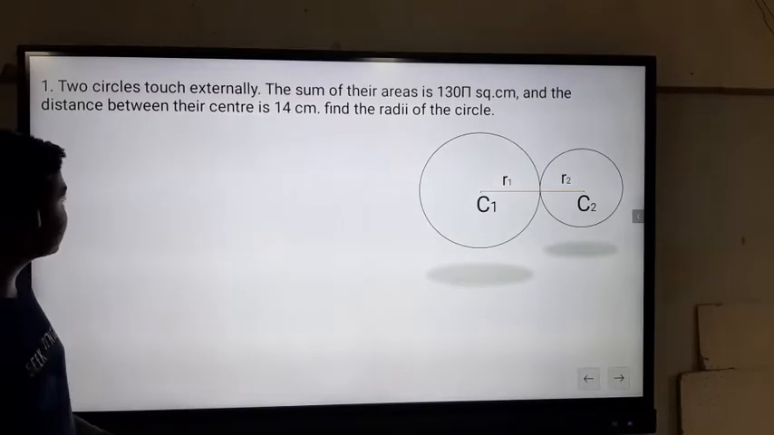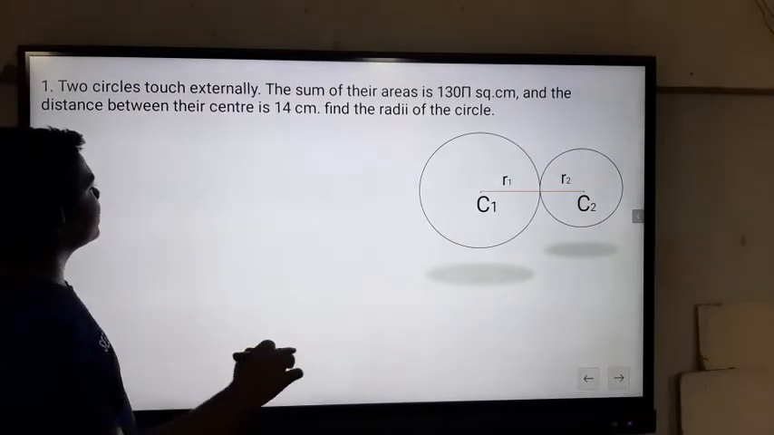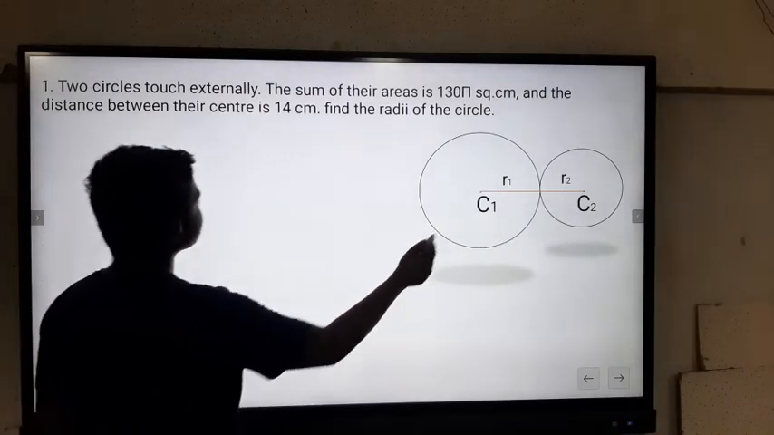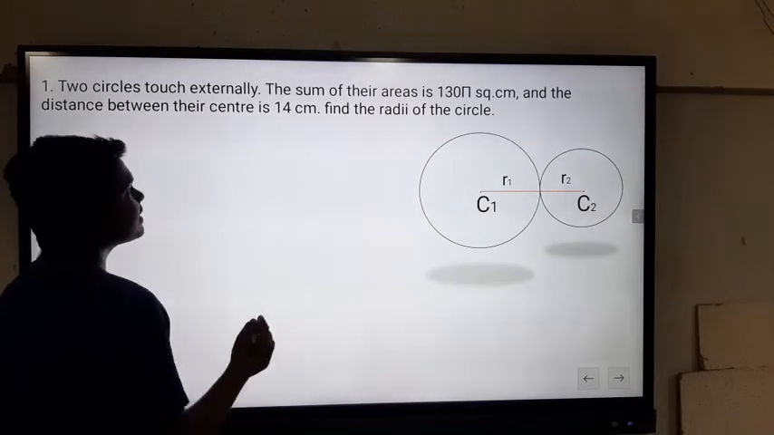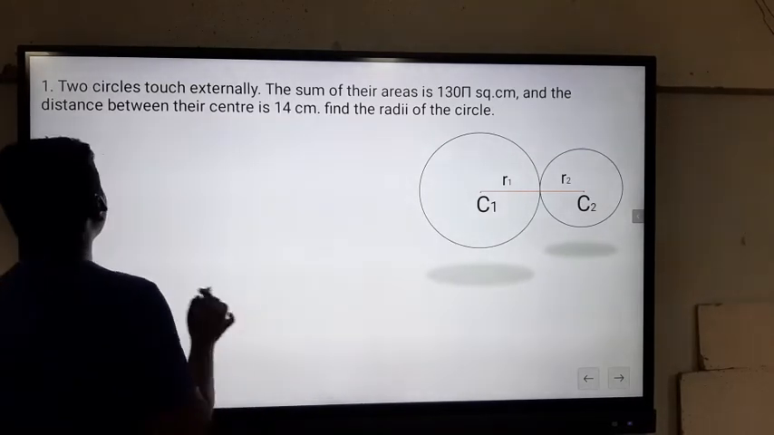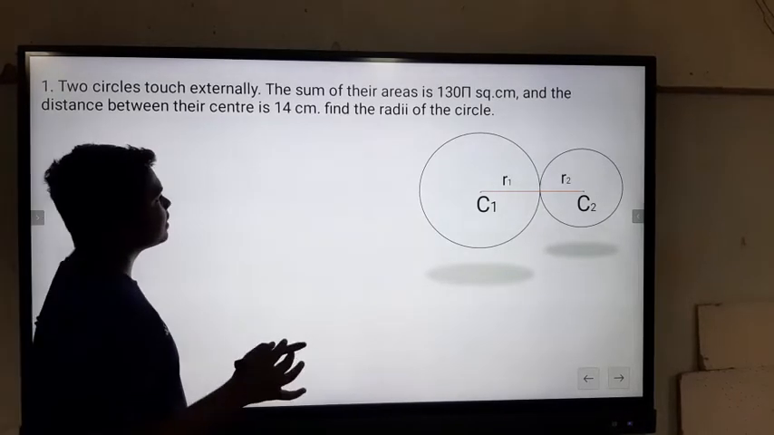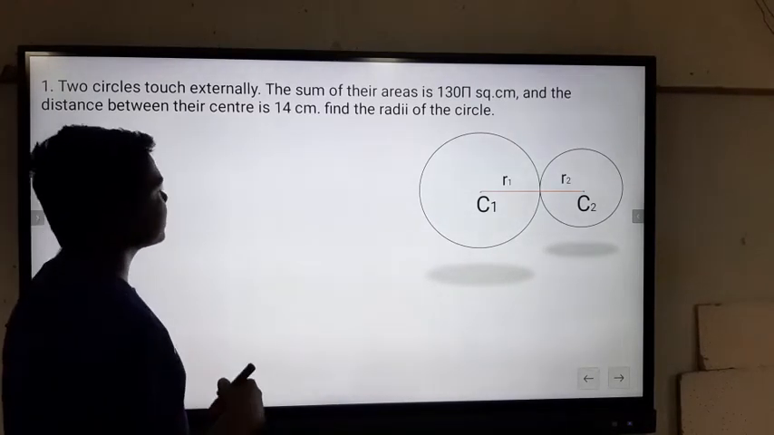So your first question is asking: two circles touch externally. Yes, two circles are given, they are touching externally. The sum of their areas is 130 pi square centimeter and the distance between their centers is 14 centimeter. What will be the radius of the circles?